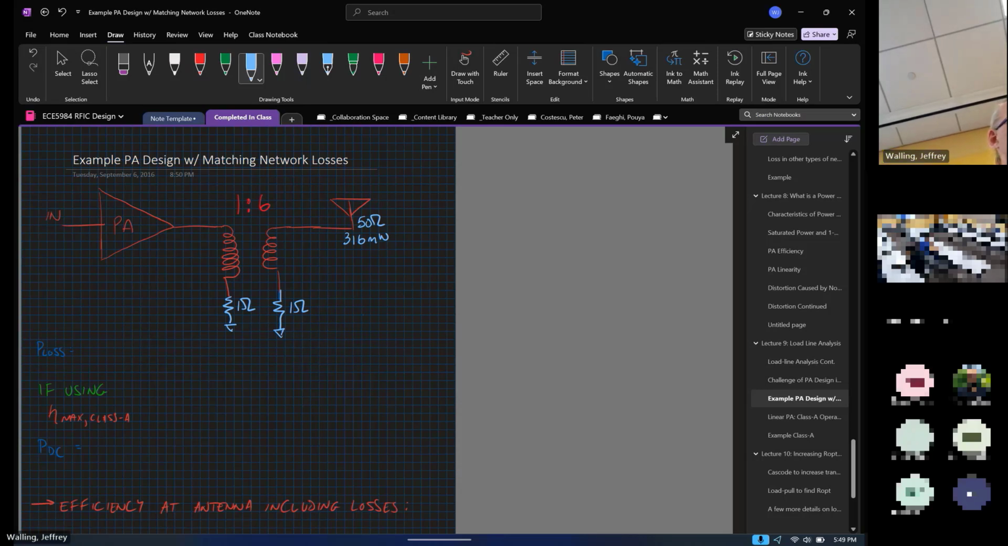Now we can step the voltage and current down. What we will ultimately end up finding is that we have about 79 milliamps of current flowing through the secondary, and we have about a 4-volt RMS swing. Just in doing the math, that's just figuring out what the IV relationship is from 316 milliwatts into a 50 ohm resistor.